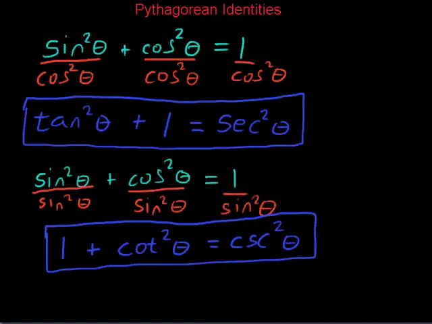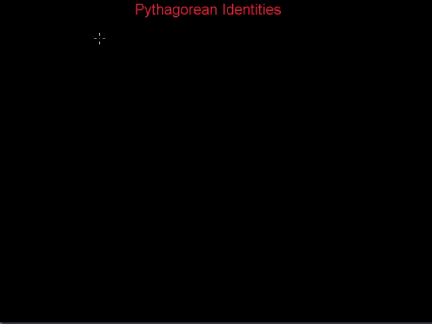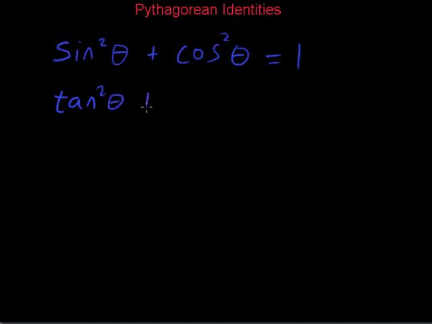Let's go ahead and clear the screen, and we'll write all of these one more time in one clean screen. Sine squared of theta plus cosine squared of theta equals 1. That's the first one you need to memorize. It's easy to tell where it came from, but make sure you have that memorized. Next, we divided everything by cosine squared to give us tangent squared theta plus cosine over cosine is 1 equals reciprocal of cosine is secant.